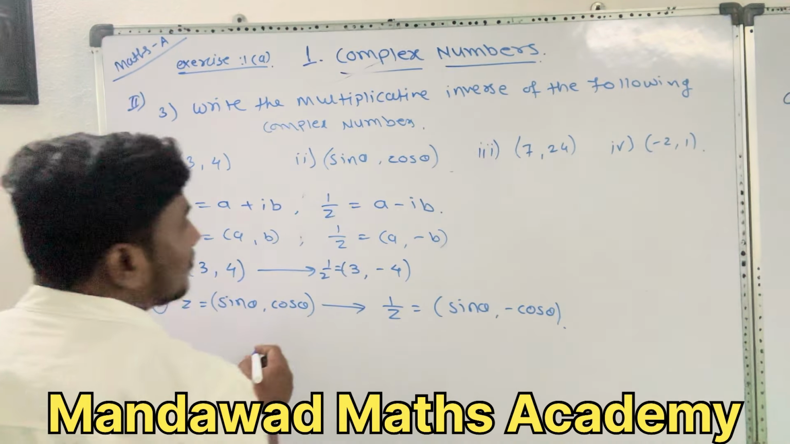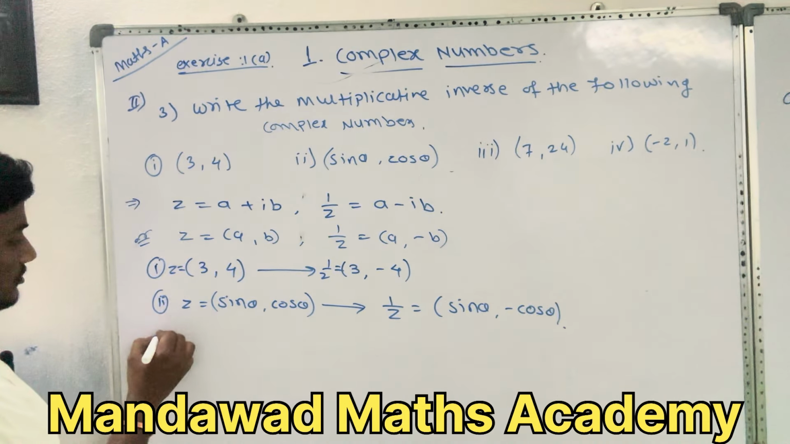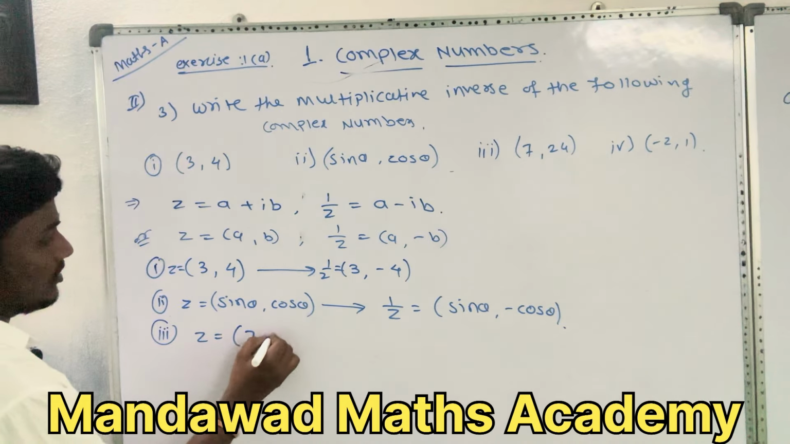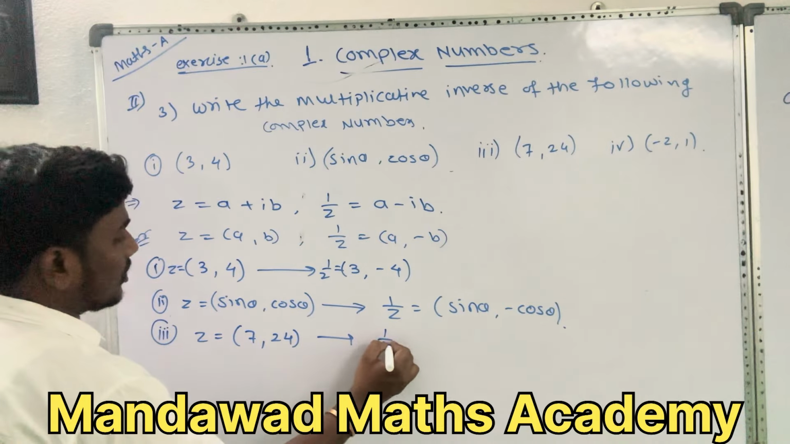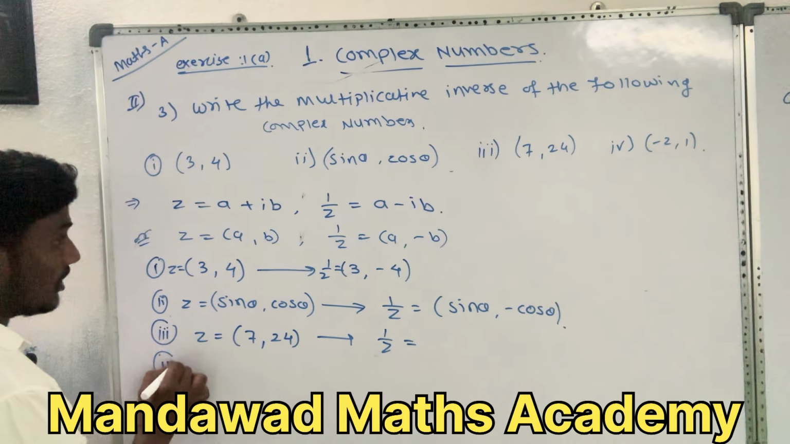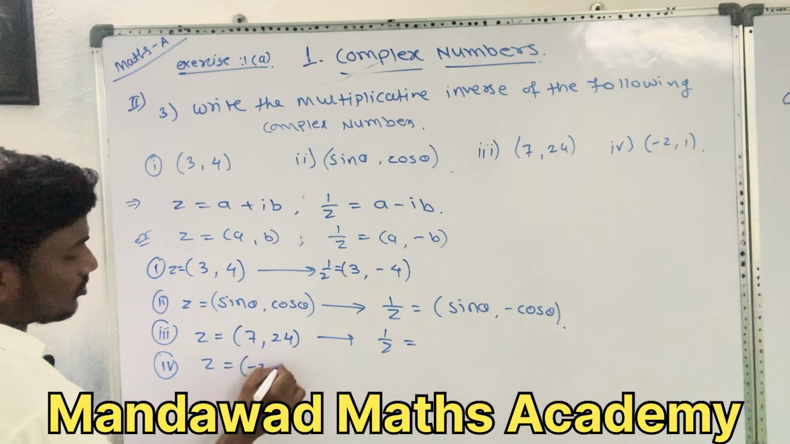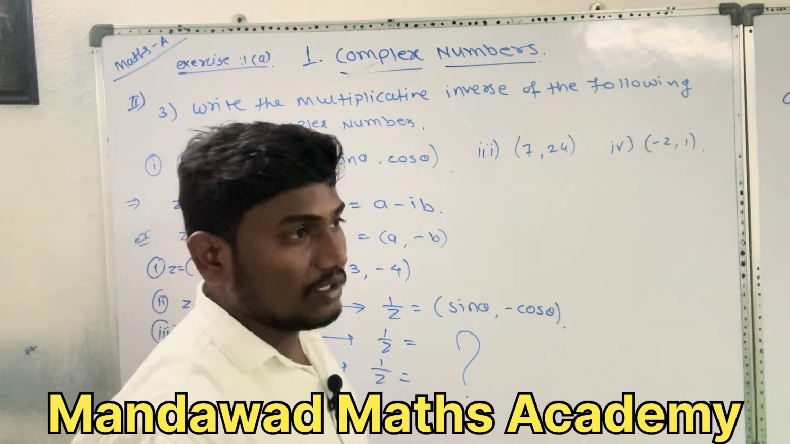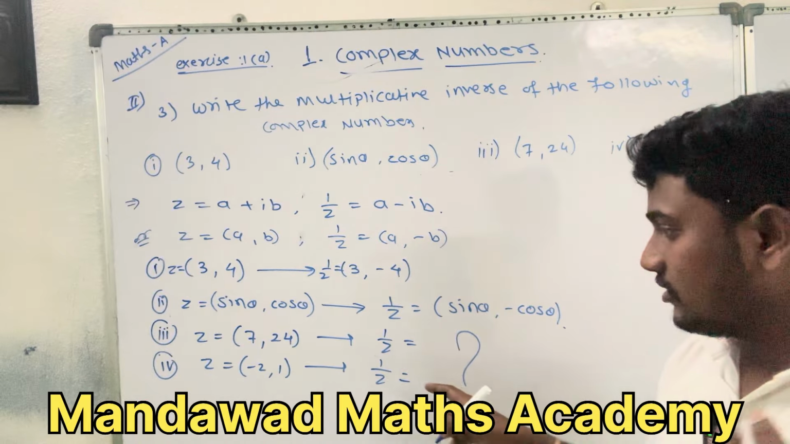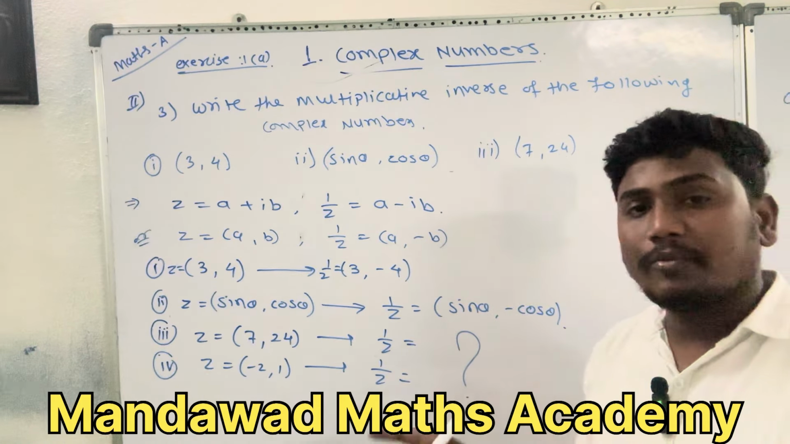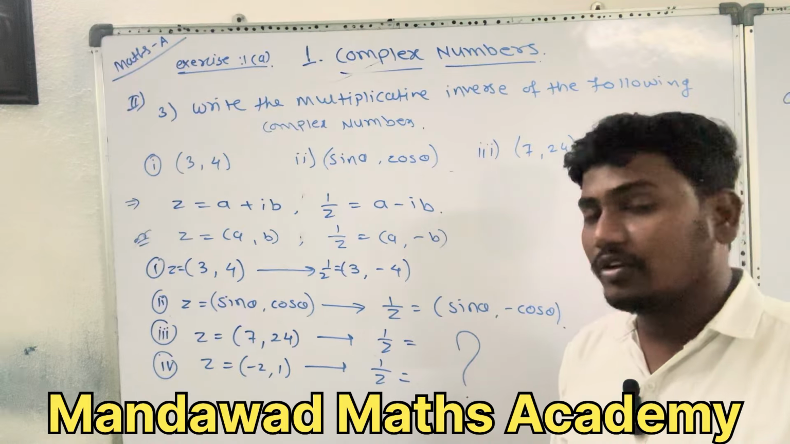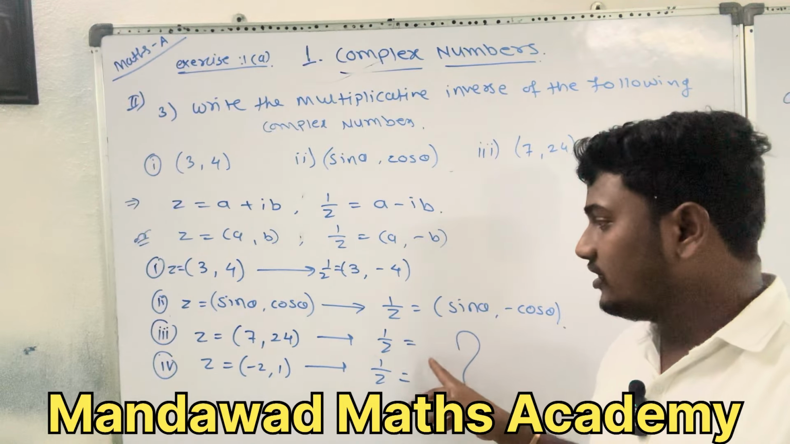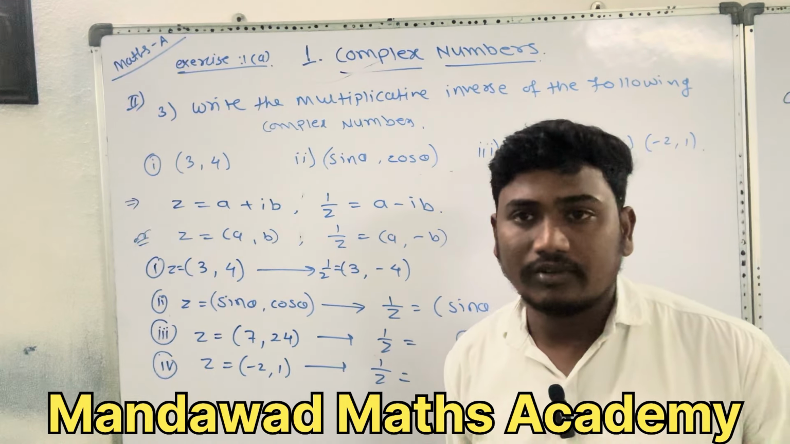What is the third one? Third, Z is equal to 7 comma 24, and what is 1 by Z? Fourth, similarly, Z is equal to minus 2 comma 1. So what is the multiplicative inverse, 1 by Z? These two are your homework. If you get the answers, you can solve and comment on this video, in the comment section.